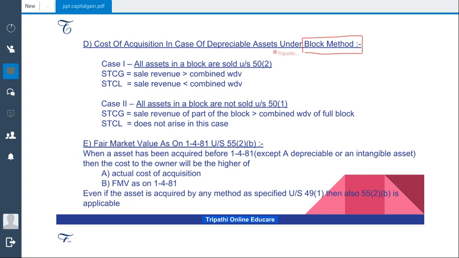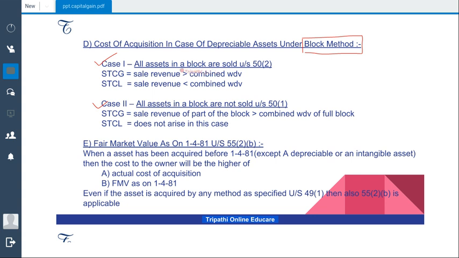Now let us try to understand how to calculate the capital gain for any depreciable asset. Now there are two possibilities. Case 1, all assets in the block are sold, that is under section 50(2). And second possibility, all assets in the block are not sold, under section 50(1). Let us try to understand if all the assets in the block are sold.